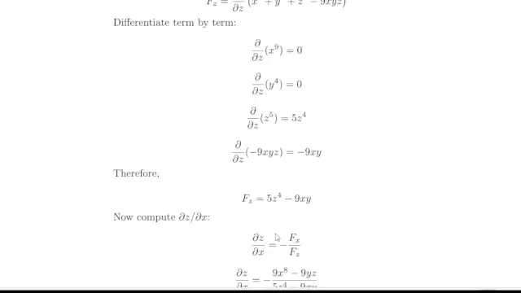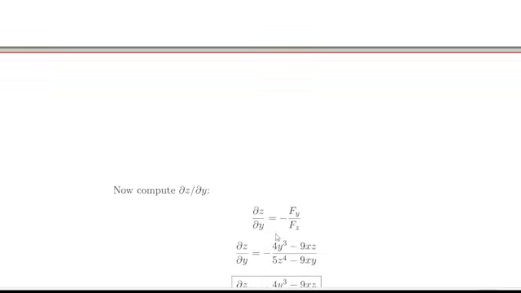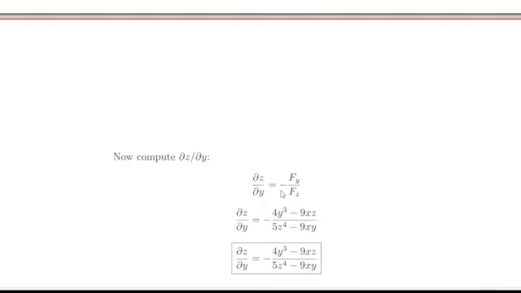And so now we can find the partial of z with respect to x by dividing the partial of F with respect to x by the partial of F with respect to z, and then taking a negative of that. And so we get negative 9 quantity x to the 8th minus yz, all over 5z to the fourth minus 9xy.